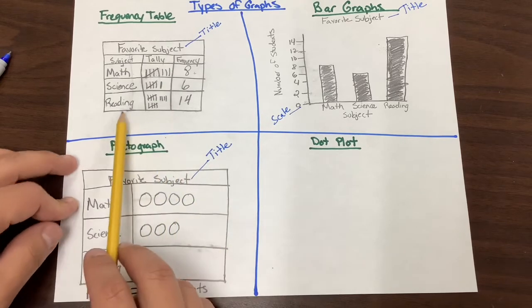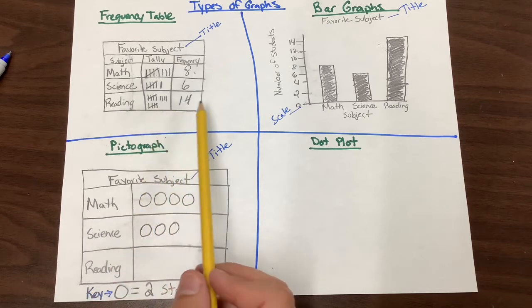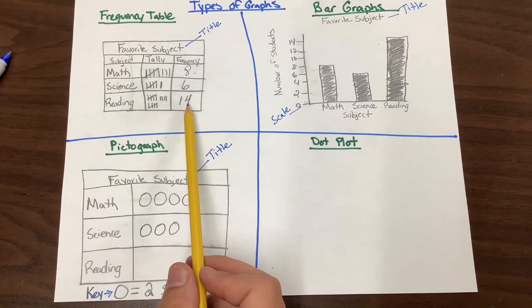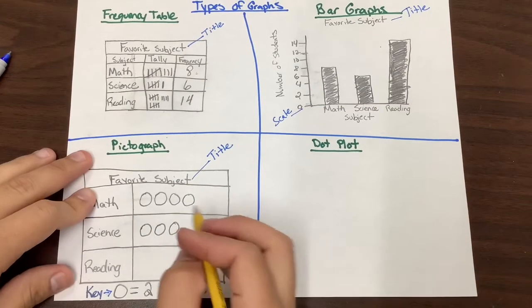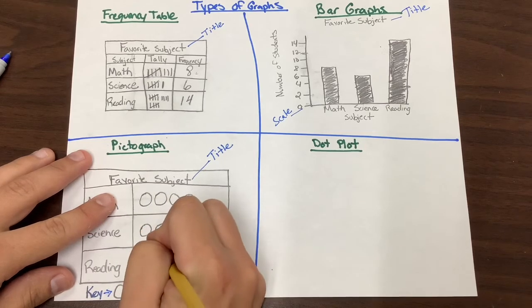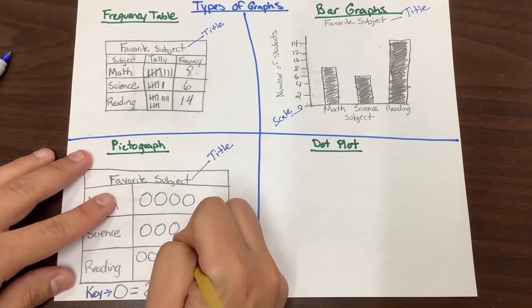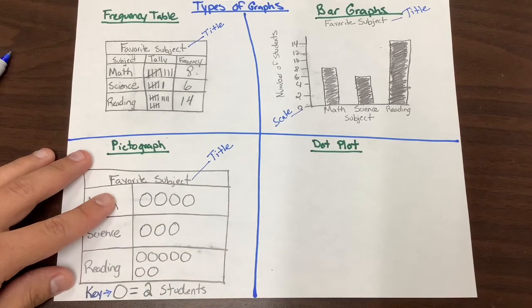Now, let's see if you can say how many circles I should draw to represent the number of students that chose reading as their favorite subject. How many students? Let's see if you were right. One circle is 2, 4, 6, 8, 10, 12, and 14. And that's how many students, right?